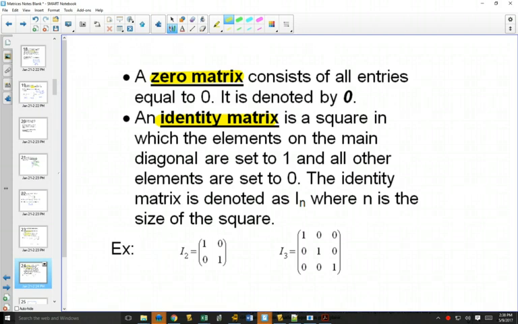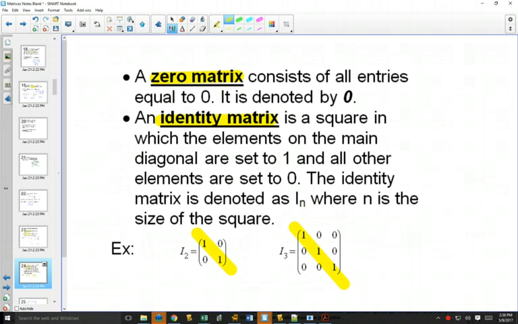So an identity matrix is a matrix where the main diagonal is all ones. It's always a square matrix, and all of the other elements are zeros. So your main diagonal here is ones, everything else is zeros. And an identity matrix is always a square matrix. So you can have a 4 by 4, 5 by 5, 6 by 6.